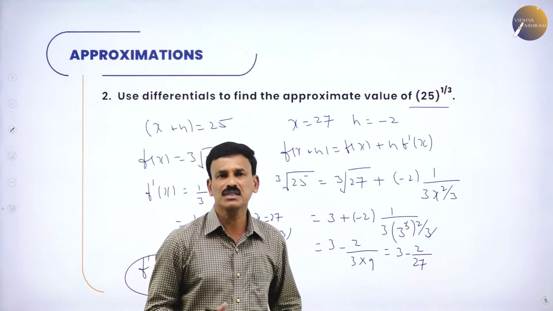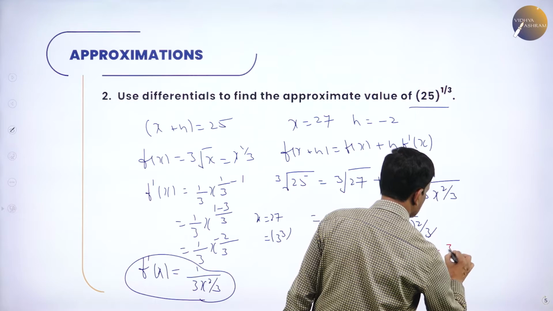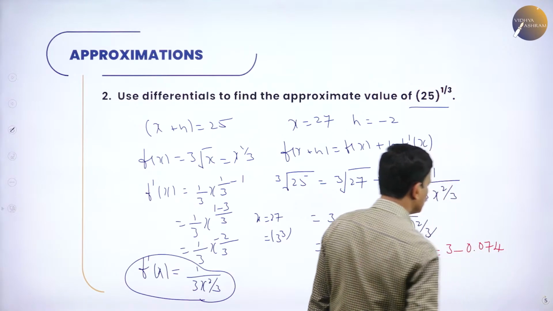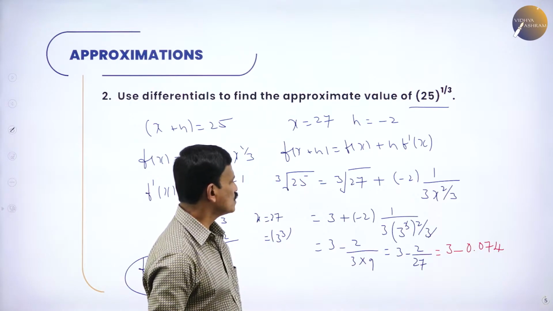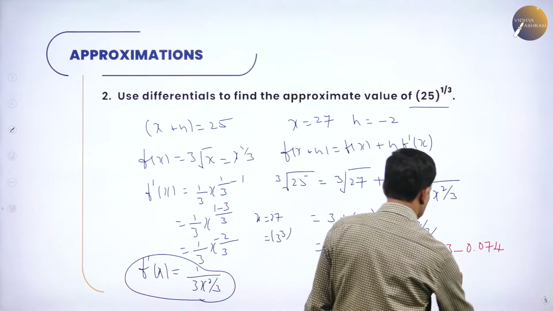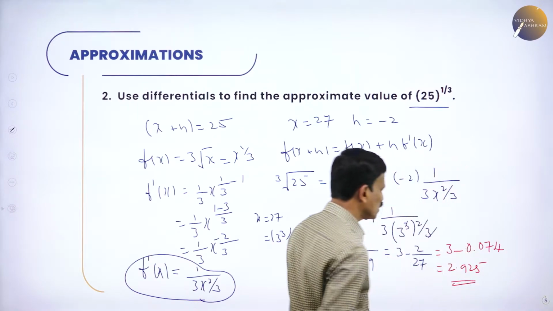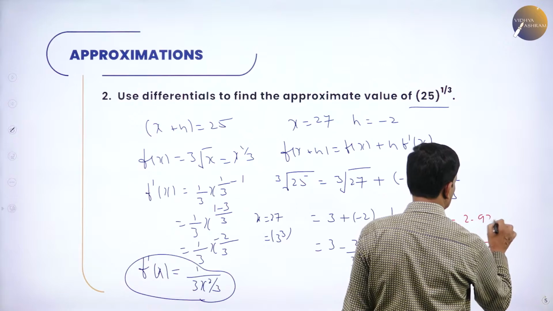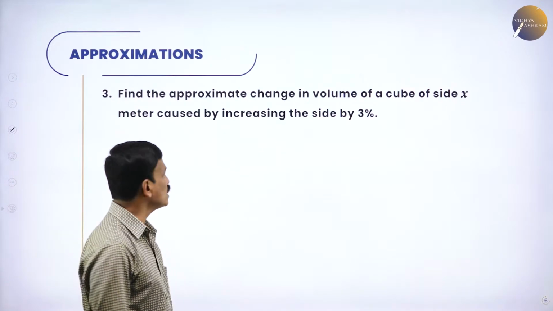Okay, simplify this, you will get the answer. So if you simplify this, this is equal to 3 minus 0.074. So 2 by 27 is nothing but 0.074. So if you subtract, this is equal to 2.925 approximately, or this can also be written as 2.926 approximately. That's it. Okay, let's come to the next problem.